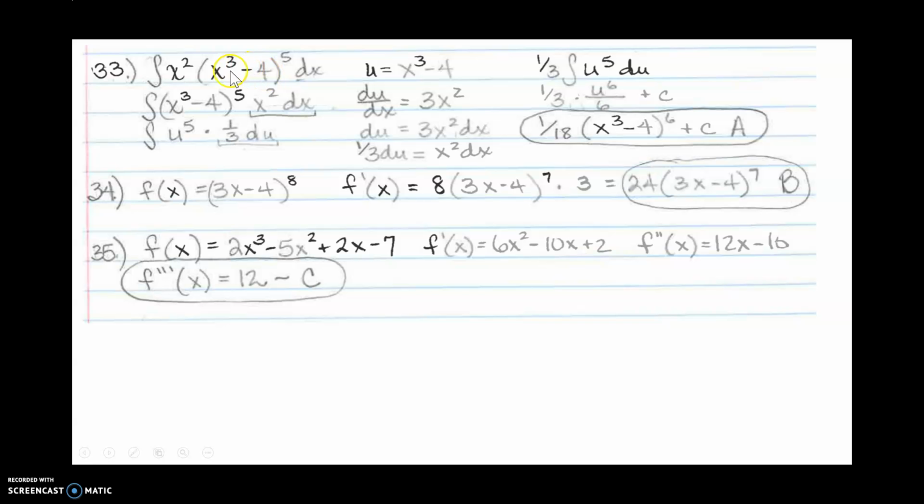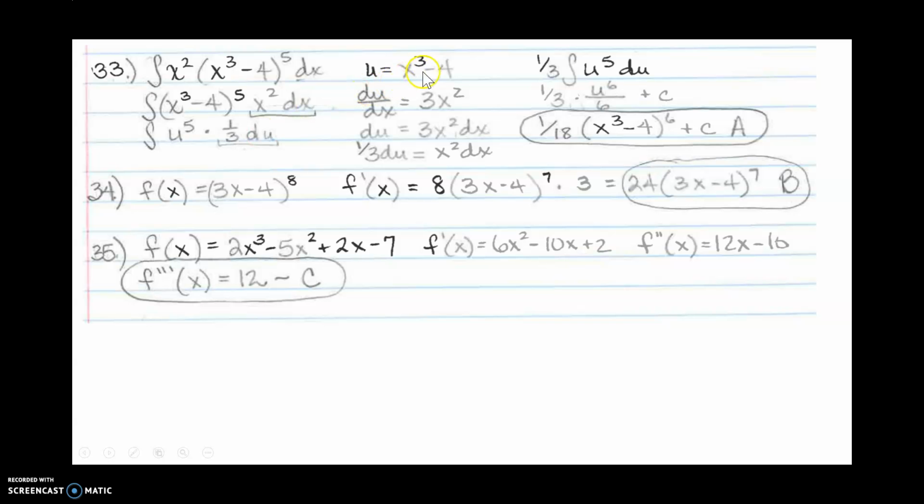So over here, you'll notice this is going to be u to the 5th, and what's left is x squared dx. So I need to replace x squared dx, not 3x squared dx. I need to get rid of that 3. So I'll divide both sides by 3, so 1/3 du is x squared dx. So again, this is u, so that would be u to the 5th. And then x squared dx would get replaced with 1/3 du.